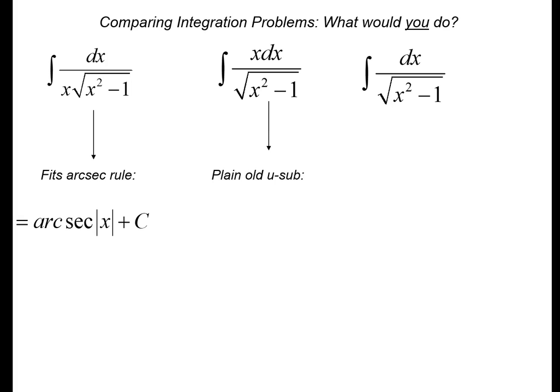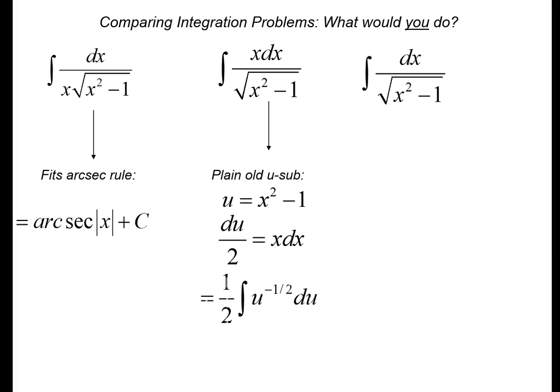The second one would be a u substitution. If we let u equal x squared minus 1, du over 2 would equal x dx. So the integrand would turn into this. Notice where this u to the negative 1/2 comes from. We would have had du over the square root of u. So that's u to the 1/2. Bring it to the top and use your power rule. You'll get this for your antiderivative.